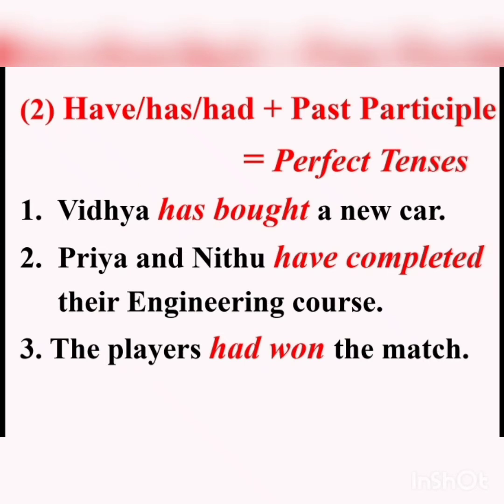The same have verbs along with the past participle verbs will form perfect tenses. Vidya has bought a new car. Here has is an auxiliary verb followed by past participle form of buy. Bought makes present perfect tense. Priya and Nitu have completed their engineering course. Here the subject Priya and Nitu is plural, so we have used have. Completed is the past participle form of complete and makes present perfect tense.